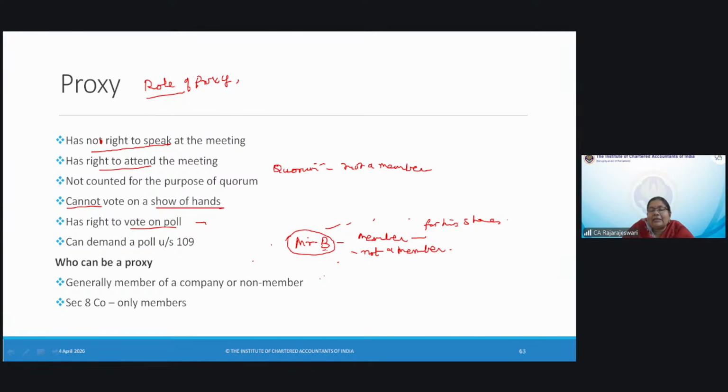For other companies, a proxy need not be a member. But for Section 8 companies, the proxy also should be a member. Only members can be appointed as proxies for Section 8 companies, for charitable institutions.